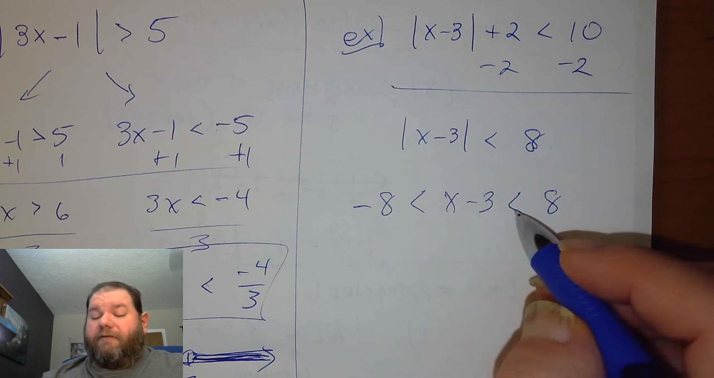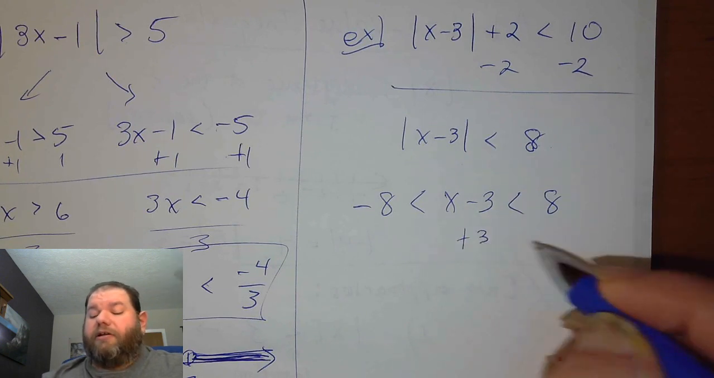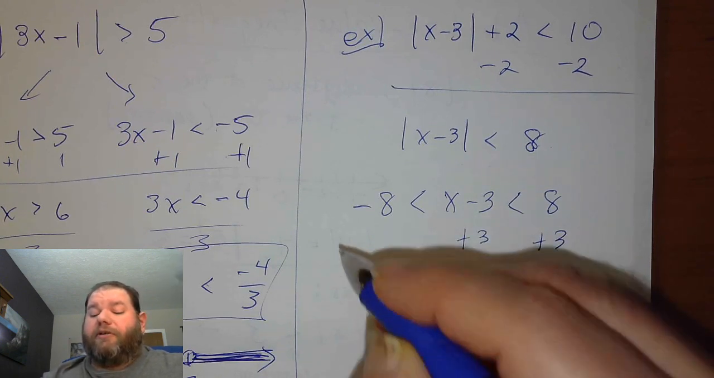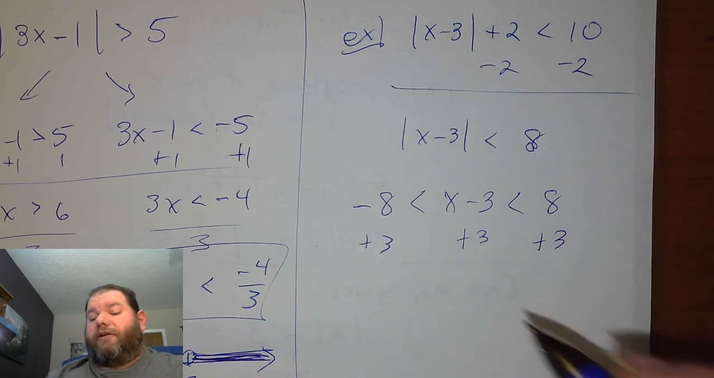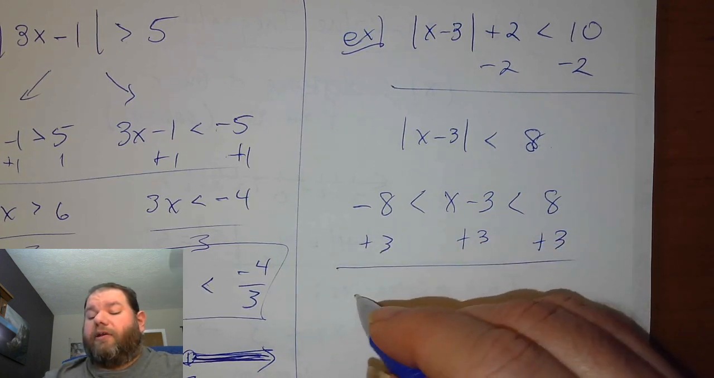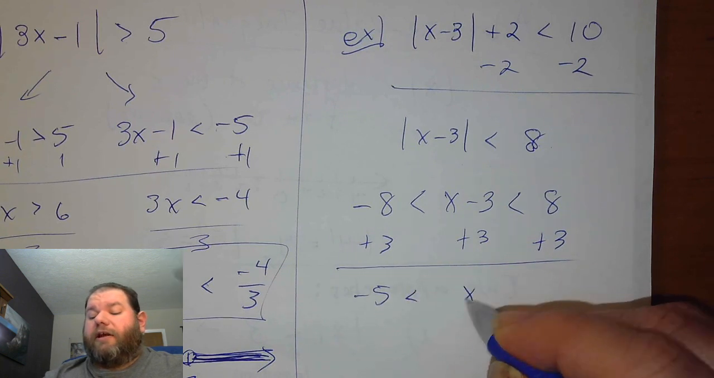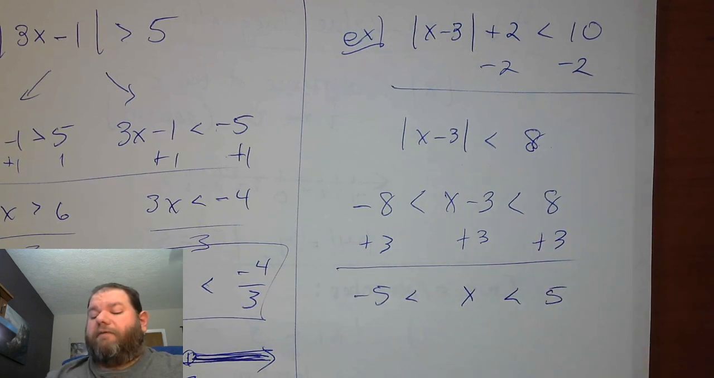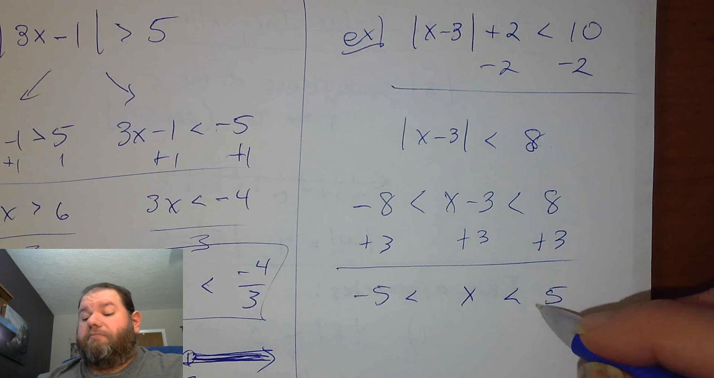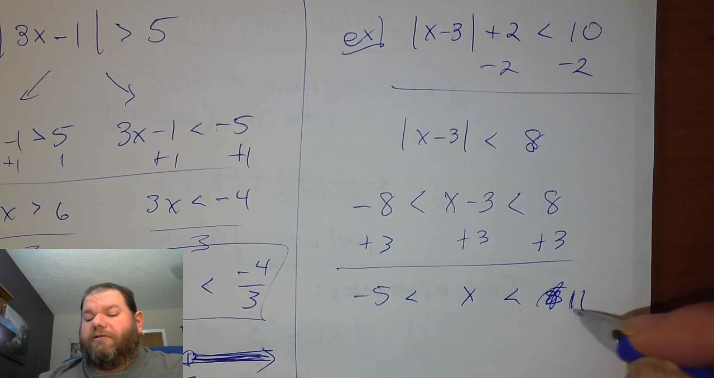So to get x by itself here, we'll have to add the 3. And this time, because it's a compound inequality, we'll add the 3 to each part. So -5 is less than x is less than 11. Sorry.